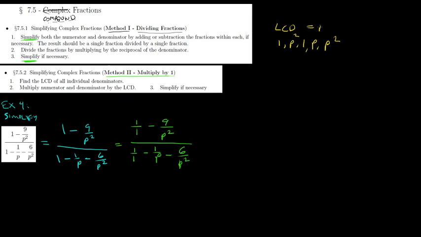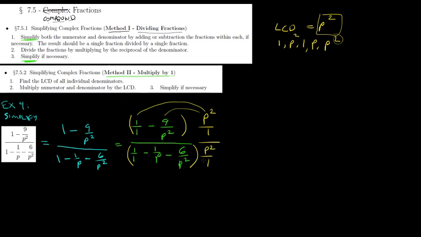Well, the LCD, of course, is just p squared. It's the p with the biggest power. So p squared is our LCD. Right? So in method 2, we just multiply top and bottom by p squared. Okay. Now, the tricky thing is, remember, you have to distribute these over each term.